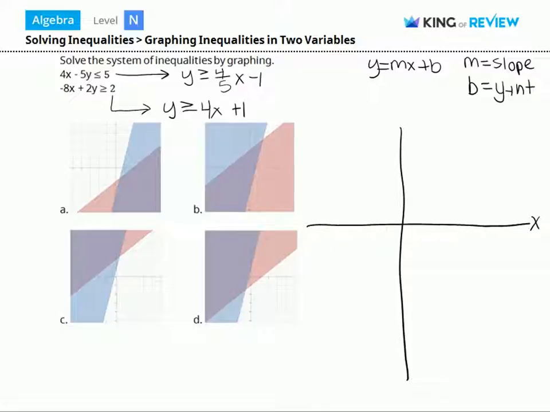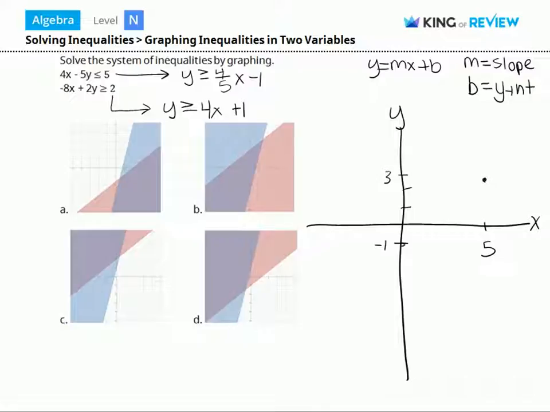Here's the x-axis and the y-axis. Let's graph y is greater than or equal to 4/5 x minus 1. Our y-intercept is negative 1. That's right here. It crosses over the y at negative 1. And our slope is 4/5. This means up 4 and over 5. So the point is about here.